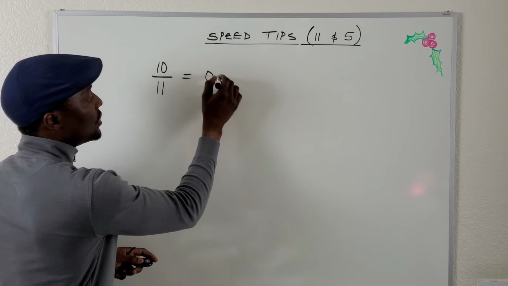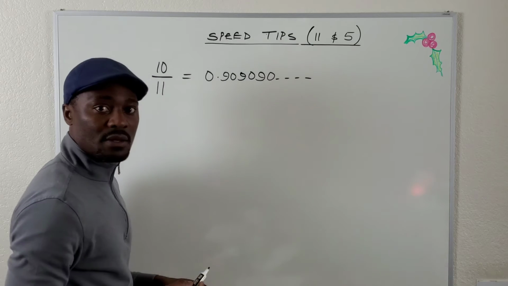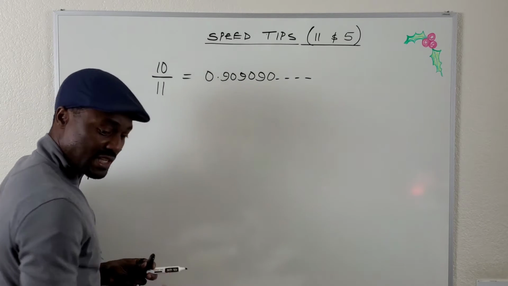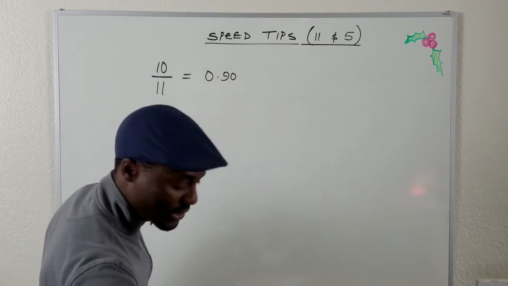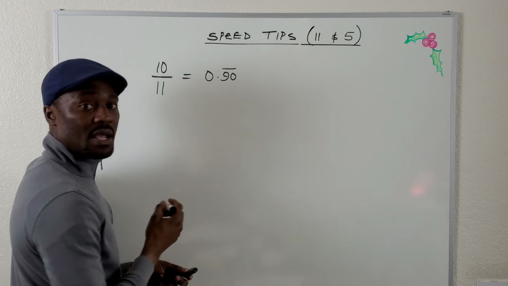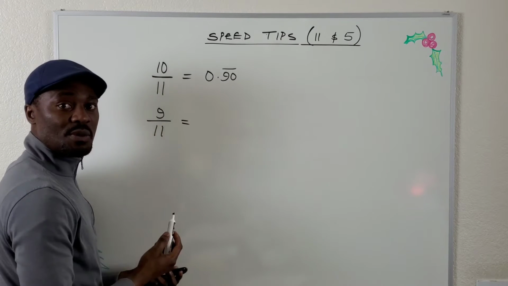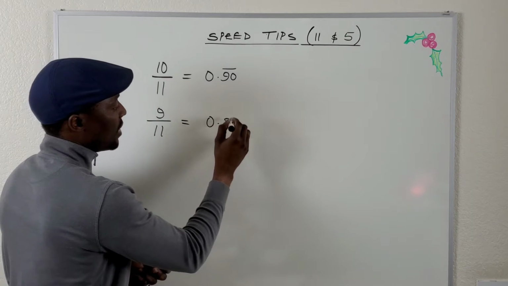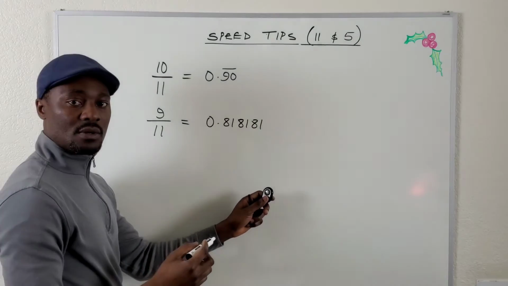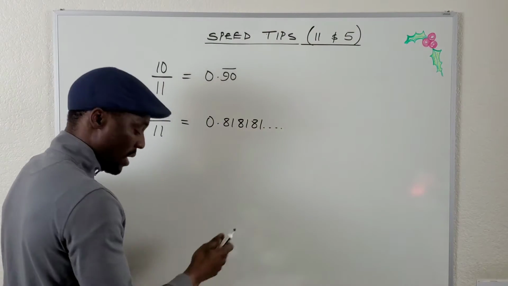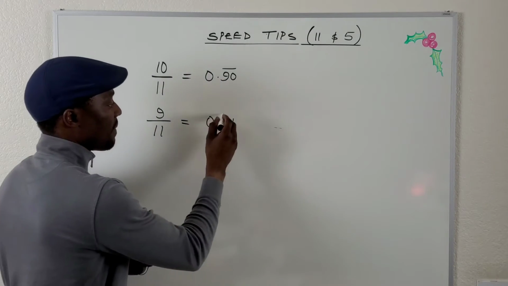your answer will be 0.909090, repeating. So you know that what's repeating is basically 90. I don't want to write all of this, so I'm just going to write 0.90 repeating. What if I change the number to 9 over 11? My answer is going to be 0.818181, repeating like that too. Okay, it keeps on going forever. So I may just need to get rid of this and just put the bar on top of it.